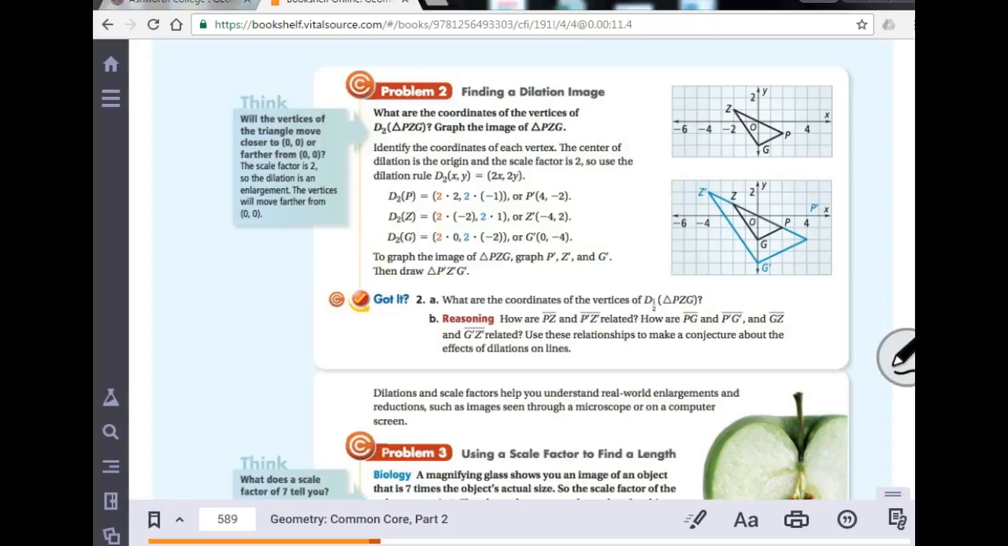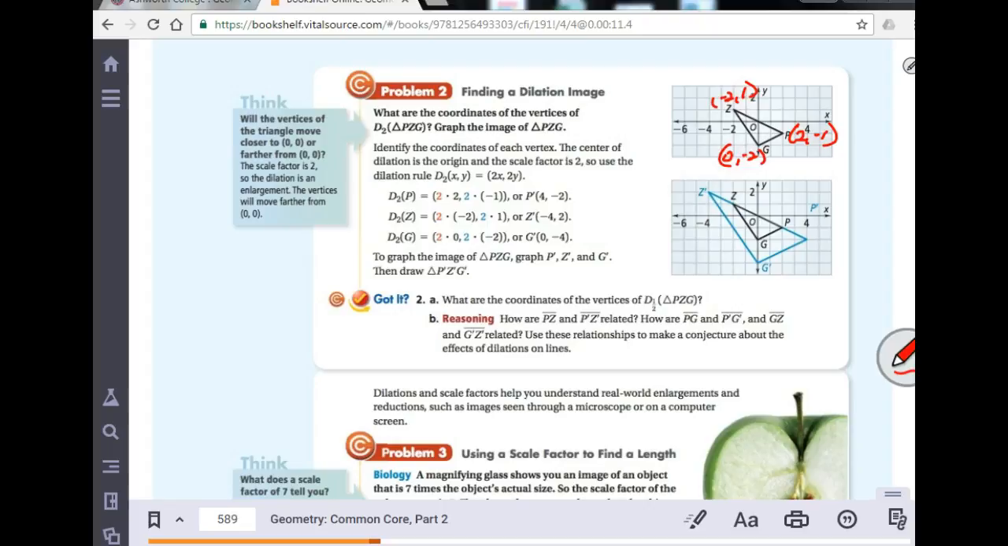Now, in order to do that, we're going to find the coordinates for each vertex, and we're simply going to take each one of those coordinates and multiply them by 2, because that's what a scale factor of 2 actually means. So if we look carefully at these three images here, P is at 2, -1, Z is at -2, 1, and G is at 0, -2. Those would be your image.